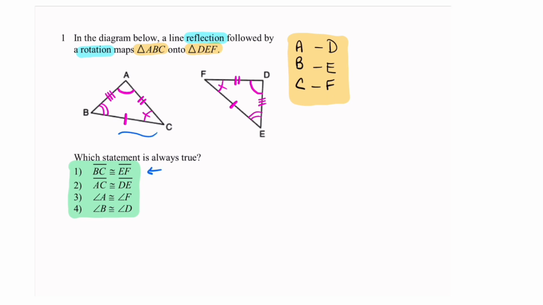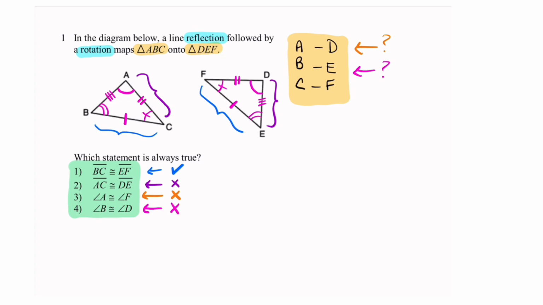Well, if we look at choice number 1, BC is congruent to EF. And the way that we've marked our diagram, we can agree that that is true. Choice 2 says AC is congruent to DE. That does not appear to match, so we'll put a little X next to that. Angle A matches with angle F. Nope, not according to our chart. And angle B corresponds or congruent to angle D. Nope, not according to our chart. So the only one that really matches is choice 1. Always true.